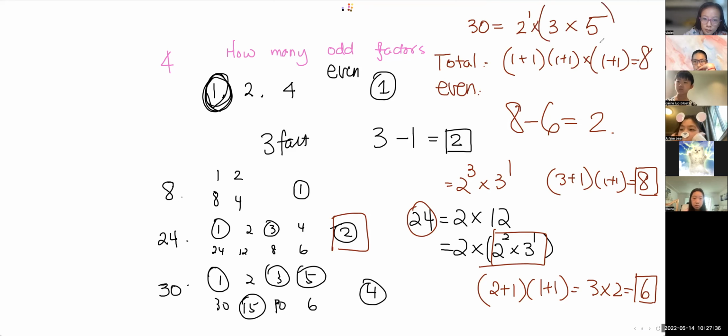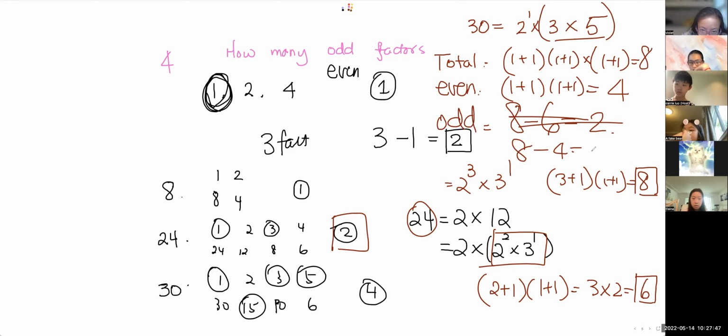So I don't want the 2 anymore, I only want this one. It's (1 plus 1) times (1 plus 1), which equals 4. So the number of odd factors is 8 minus 4, which equals 4.